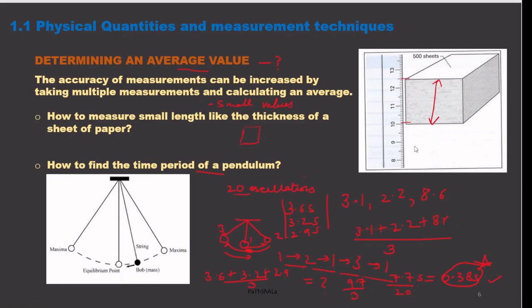So it is 12.5 minus 10, which gives me 2.5 centimeters. But this is the thickness of 500 sheets. If I want to find it for one sheet, I will divide by 500. And this will give me 0.005 centimeters. So this is the thickness of one sheet of paper, right? This is how you can find an average value and make your measurements more accurate.